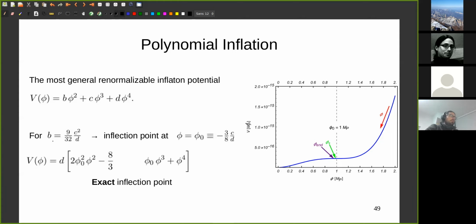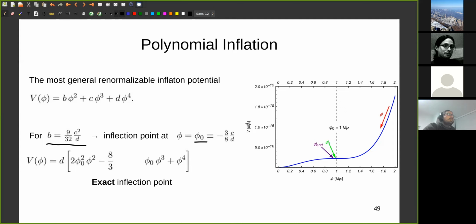An inflection point naturally appears if you take this kind of relation between the parameters B, C, and D. If you have this relation, you have an exact inflection point at phi 0, right? And that's something that we want, because we want the potential to be flat in order to have slower inflation. And if you have an exact inflection point, you have a potential of this shape, right?